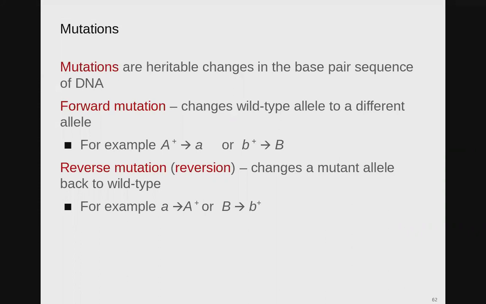Now, we can have what's called a forward mutation, which changes a wild type allele to a different type of allele. So going from red eyes in Drosophila to, say, a mutant white eye type. So, the example I have here is A plus to A. Remember, plus always tells us the wild type, or B plus to B, right? Or we can have a reverse mutation, or what we call a reversion, which changes the mutant allele back to a wild type. So little a to A plus or B to little b plus. So two distinct types of mutations in a genetic context.